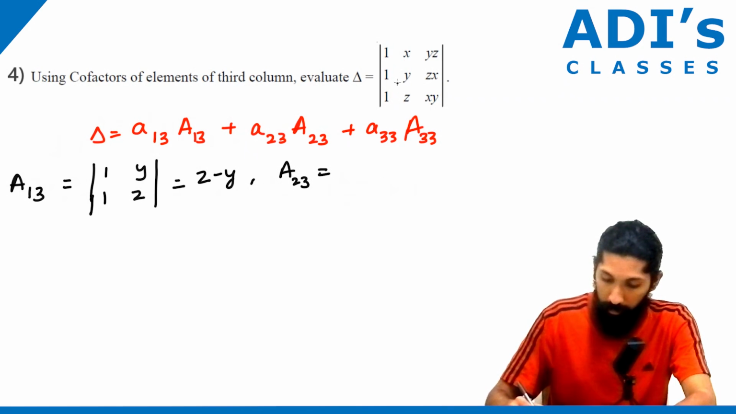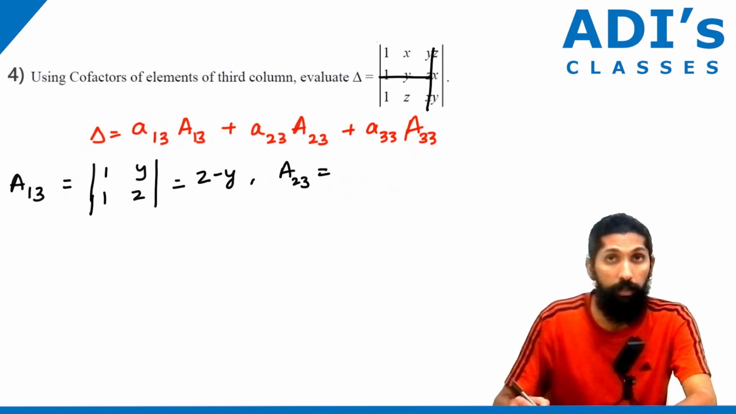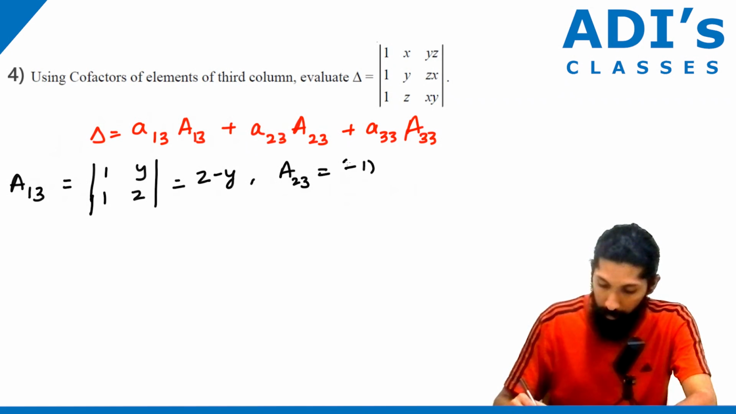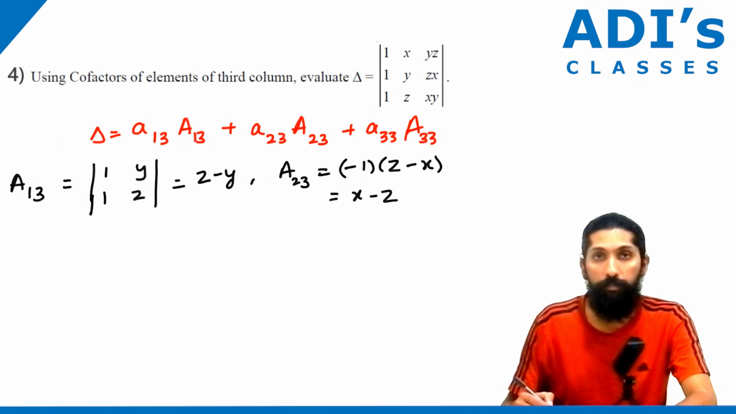So when it's A23, remove the row, remove the column. 1x, 1z. That's basically z minus x, correct? So now what do we have? This becomes minus 1 into z minus x, or you can also write this as x minus z, as simple.